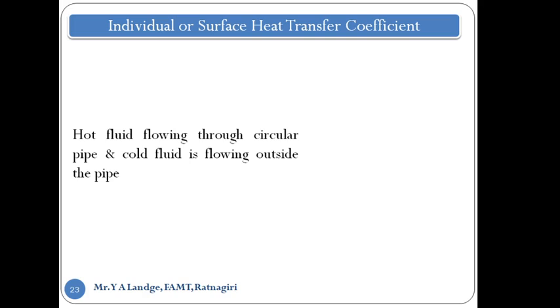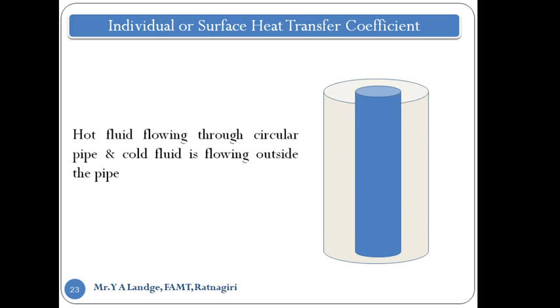Let's consider the hot fluid flowing through the circular pipe and the cold fluid flowing outside the pipe. Now let's see, this is the outer pipe and this is the inner pipe. The cold fluid is flowing outside the inner pipe, and the hot fluid is flowing inside the pipe. The hot fluid is separated by the metal wall of the pipe from the cold fluid flowing in the space available around it.